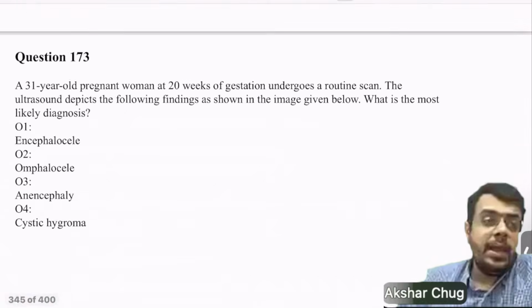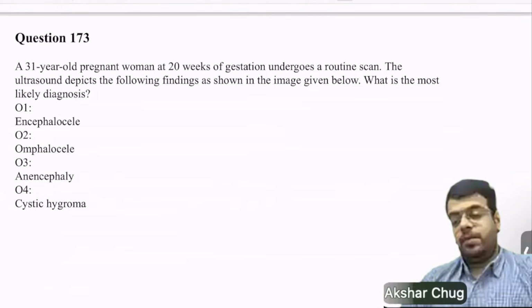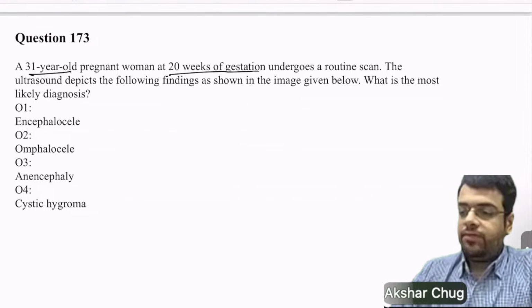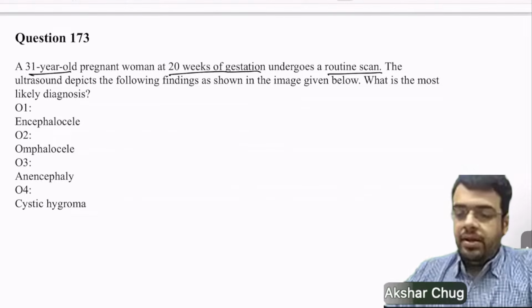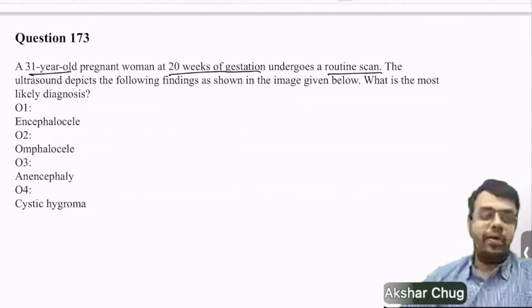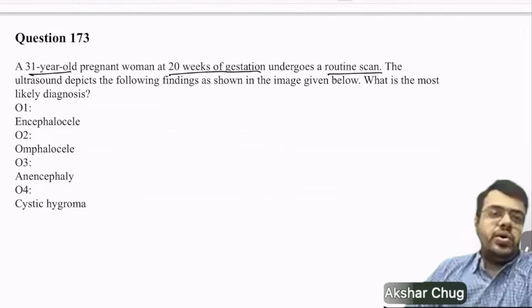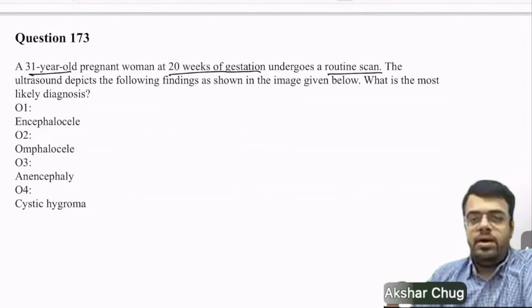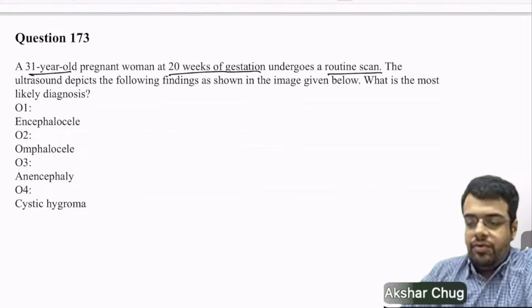Let's go to question 173. A 31-year-old pregnant woman at 20 weeks of gestation undergoes a routine scan. The USG depicts the following findings as shown in the image. What is the most likely diagnosis? The image clearly showed anencephaly, which is a missing calvaria, or the missing skull, in the USG. The answer would be anencephaly.